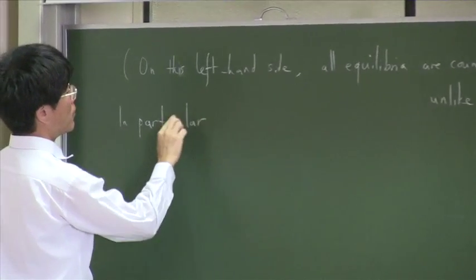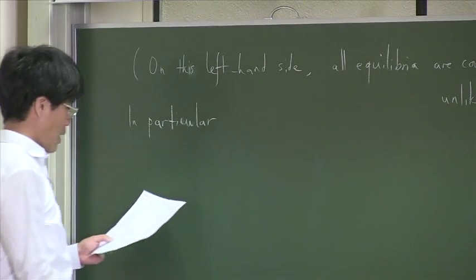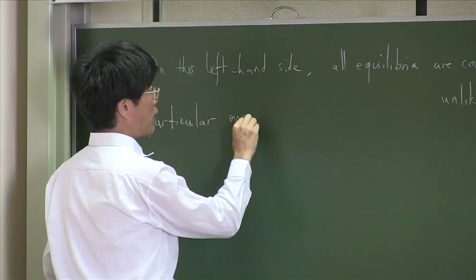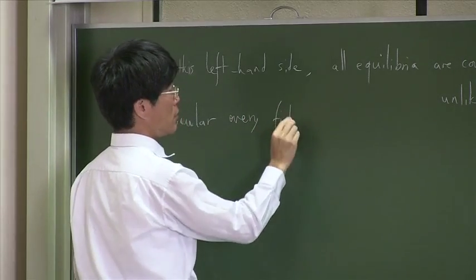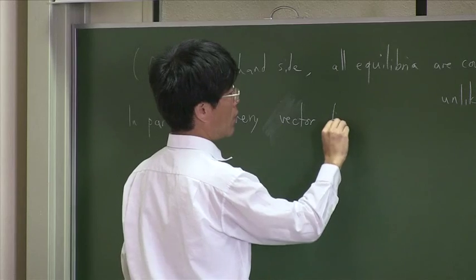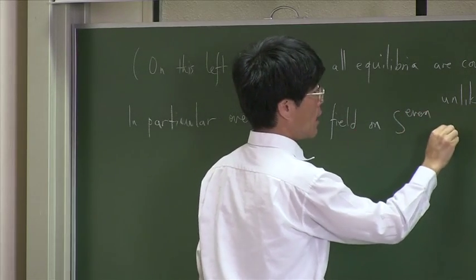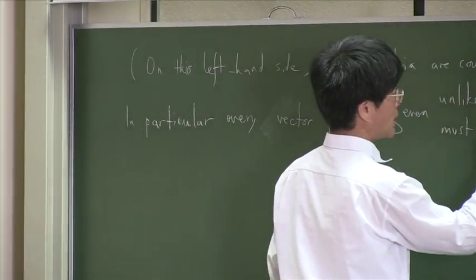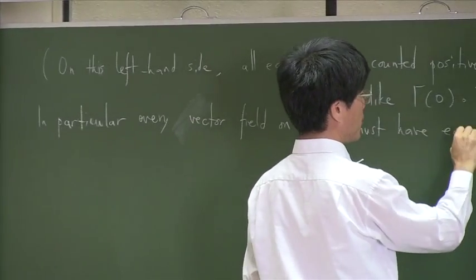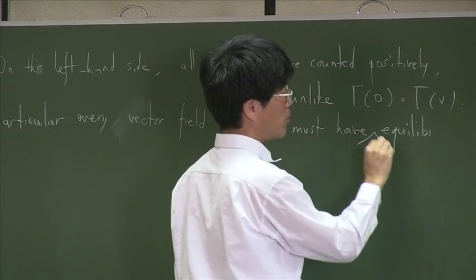In particular, this is part of the theorem. In particular, because of this inequality, every vector field on an even-dimensional sphere must have an equilibrium. Must have an equilibrium.